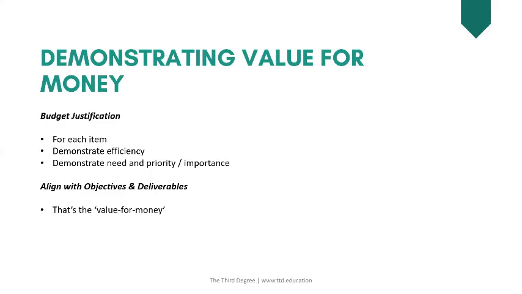The most important thing to do is demonstrate that you have value for money. Somebody's giving you funding, you have to justify it. So a budget justification is, for each item in your budget, why it is useful and how it contributes. A written justification for every expense. So for each item, you have to demonstrate its efficiency, you have to demonstrate its need, its priority or importance. Both of that goes in there. And that has to be aligned with the objectives and the deliverables.